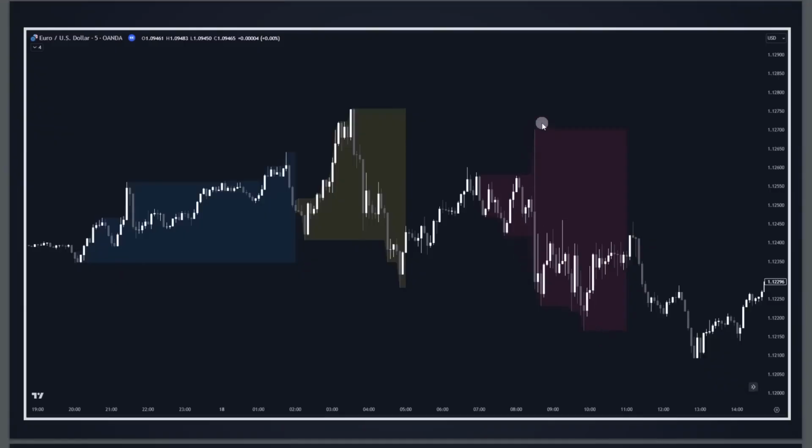So this is the New York Judas swing. This is the London Judas swing, and you can see price going lower, reversal, and the New York continuation to the lower side. Right here at 10 a.m. there was a liquidity sweep. However, there was no fair value gap.